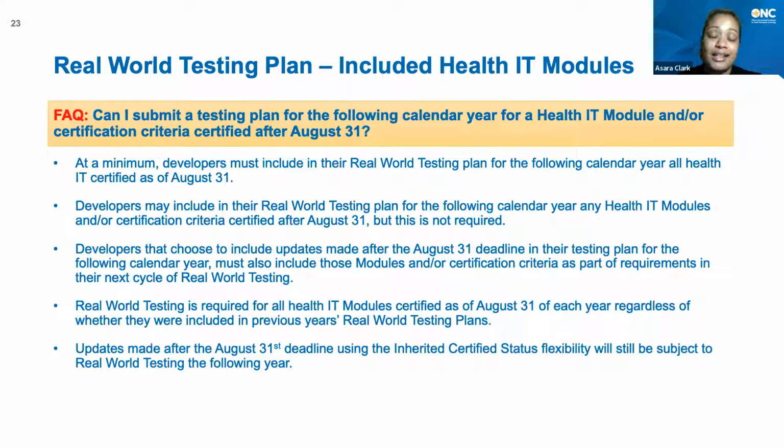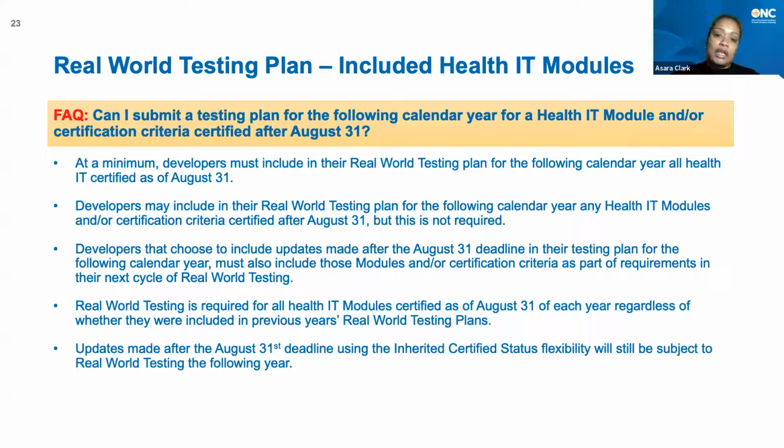I'll note the ICS, Inherited Certified Status, update actually inherits the real world testing eligibility. So if you're not familiar with inherited certified status, it is a flexibility within the program where ONC allows the ONC-ACB to use its discretion to grant certification without additional testing when the updates made to the certified health IT have not adversely impacted the certified functionality or capabilities.